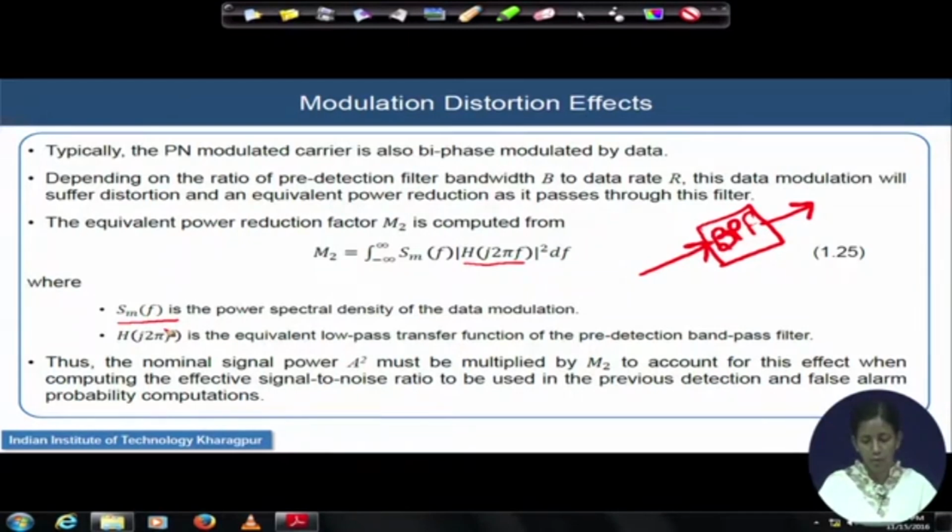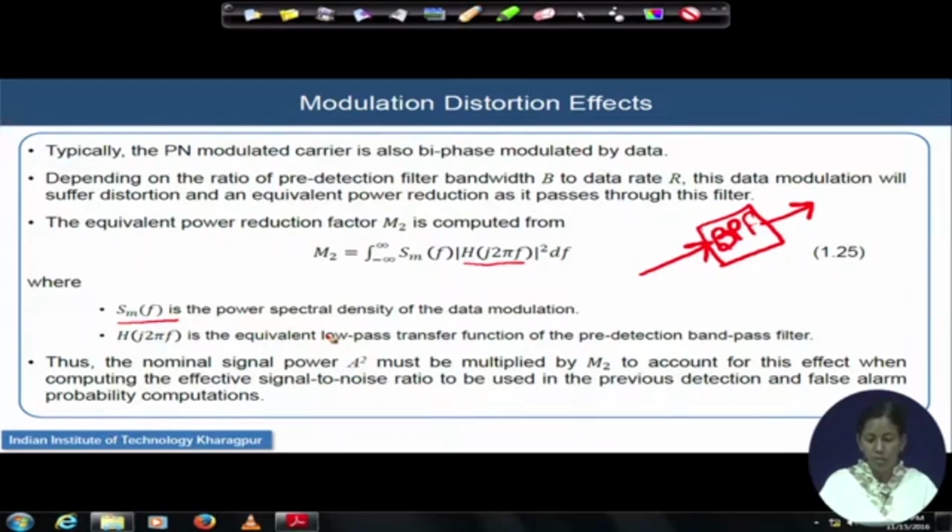So, see that there will be a reduction by an amount M2, which is a function of the power spectral density of the incoming signal and is also affected by the equivalent low pass transfer function of the bandpass filter. And thus the value of A square that is used inside the signal to noise ratio calculation should be multiplied by this M2. So, you are not getting actually A square.